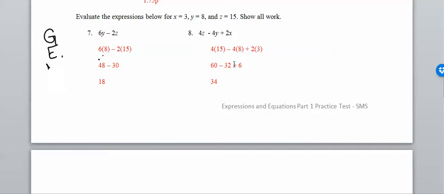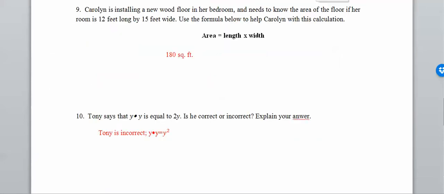Okay, let's move on to number 9. Carolyn is installing new wood floor in her bedroom, and she needs to know the area of her floor if her room is 12 feet long. Whoops, I should have circled long. There we go. By 15 feet wide. Use the formula below to help Carolyn with this calculation.